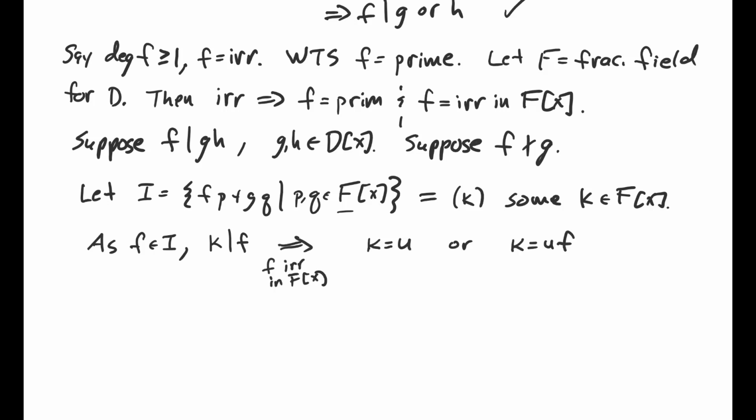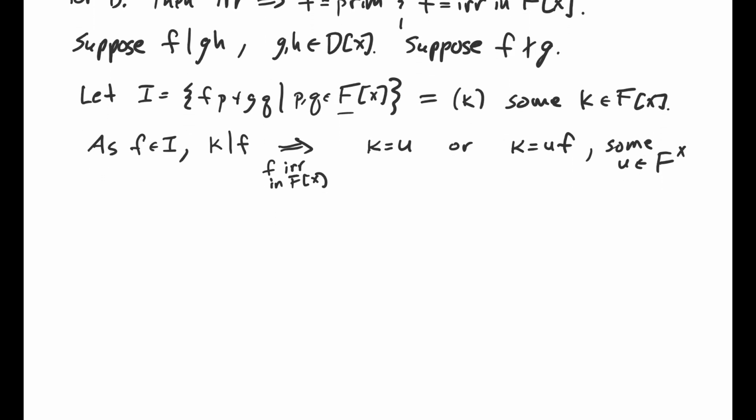But remember, f was irreducible in F[x]. So the only way k can divide it is if k is a unit or an associate. So either k is equal to u, where u is any non-zero thing in F, those are the units, or k is equal to u times f. All right, let's see where this leads.